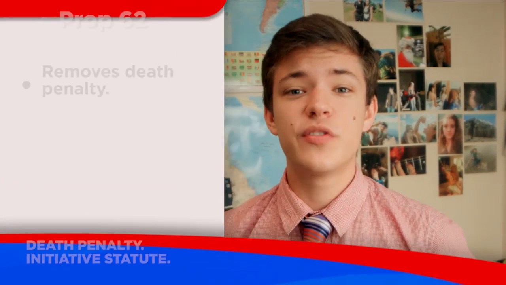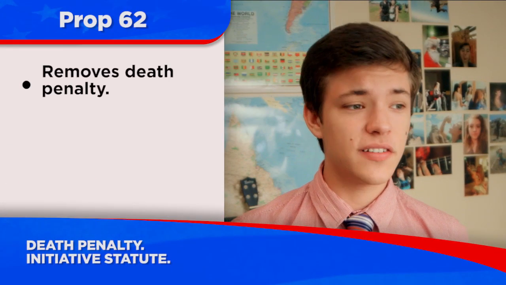Prop 62 removes the death penalty in California and replaces it with life in prison without parole. It also forces those inmates to work in order to repay either the victims or the families of those victims for the rest of their lives.